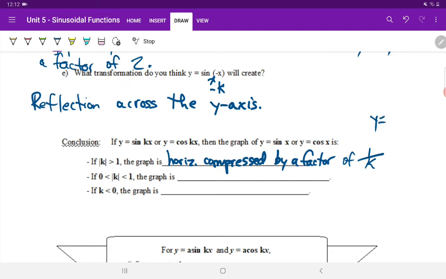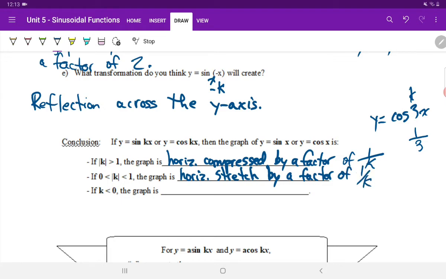So if you have y equals cos of 3 times x, what's actually happening is a horizontal compression by a factor of 1 over k, which in this case is 3. That's your k value. All right? If k is between 0 and 1, you get a horizontal stretch. So it's still always horizontal because it's dealing only with your x values, not with your y's. Otherwise, it'd be vertical. And still the reciprocal.